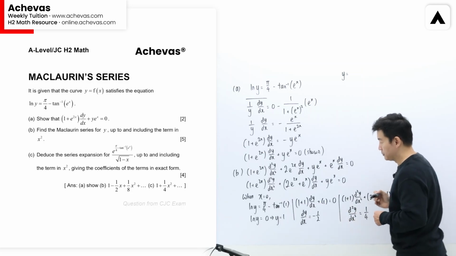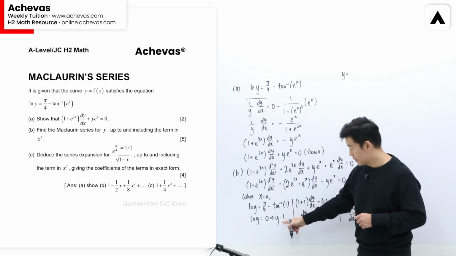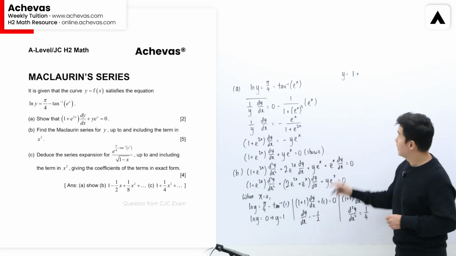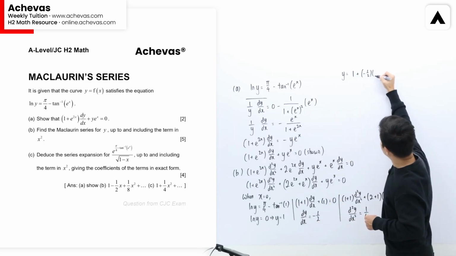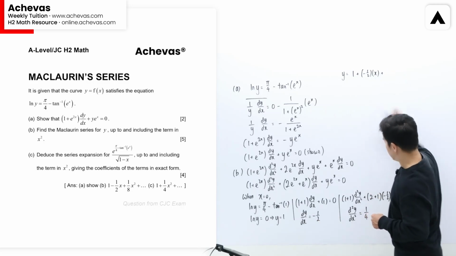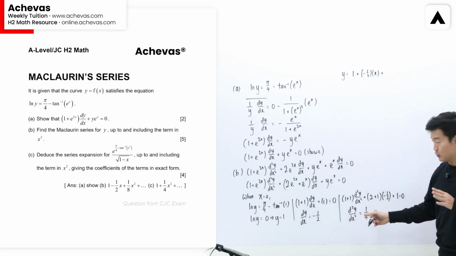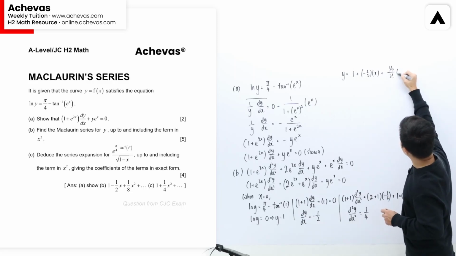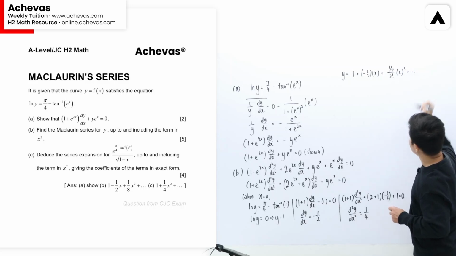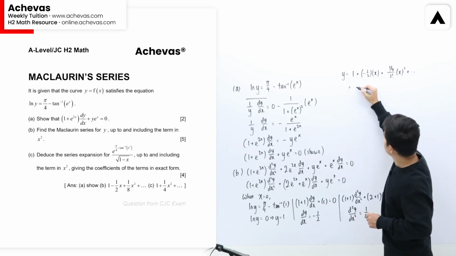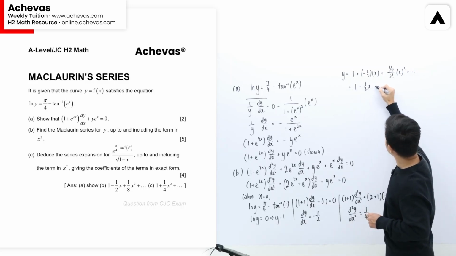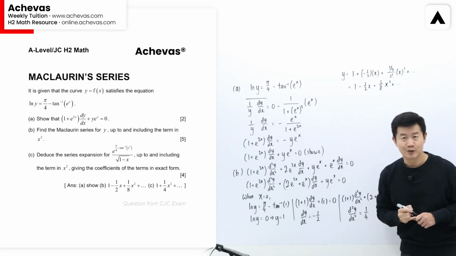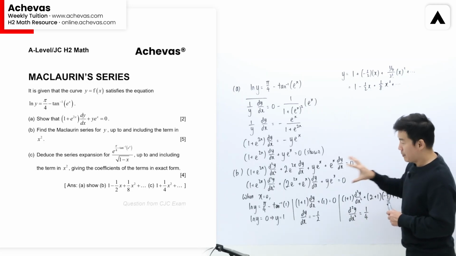y is going to be equal to f0. f0 is going to be equal to 1. So it will be 1 plus f prime 0, and f prime 0 is going to be equal to minus half, then x plus f prime prime 0 divided by 2 factorial. This is f prime prime 0, so it's going to be 1 over 4 divided by 2 factorial, then x squared, and all the way until infinity. So this is going to be 1 minus half x, then plus 1 over 8 x squared, all the way until infinity. This is for part B.